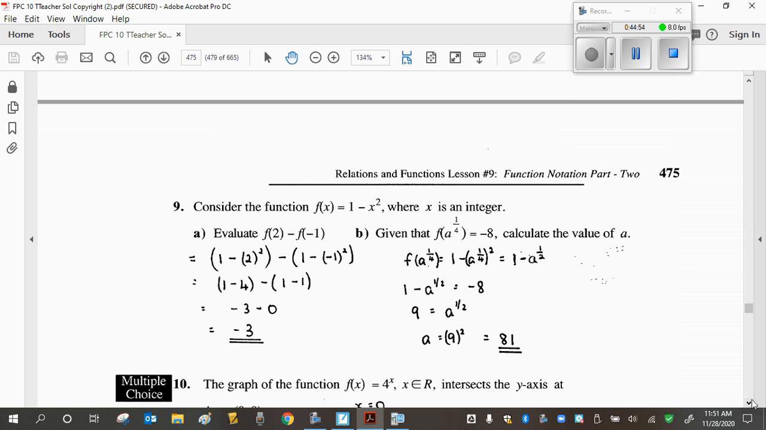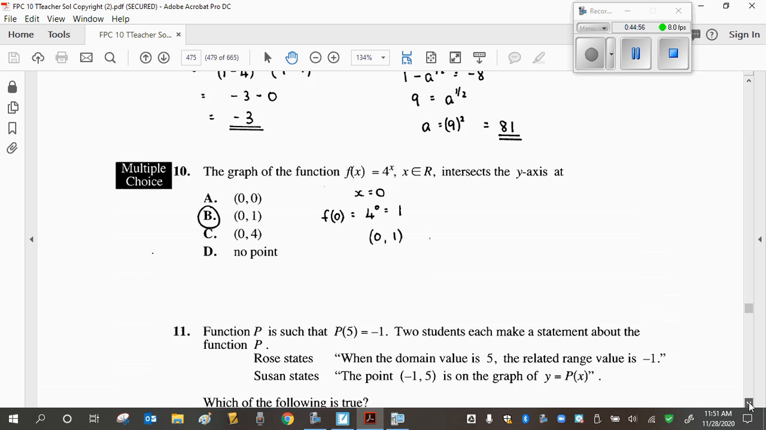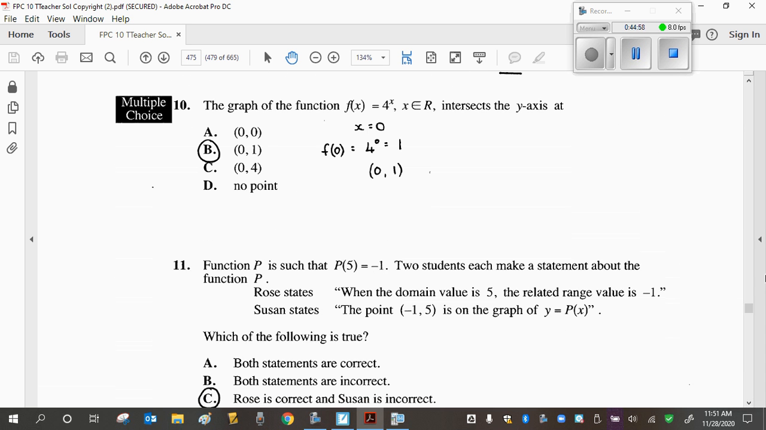Number 10 is a tricky one, but believe me or not, you can do it without a calculator. Because it says intersects at the y-axis. What does that mean? Y-intercept. What does that mean? What equals 0 for y-intercept? You betcha. So x equals 0.